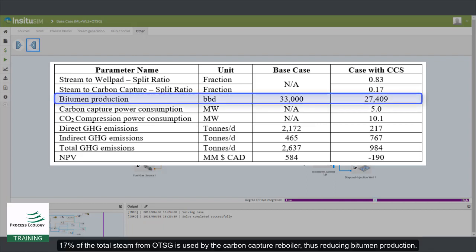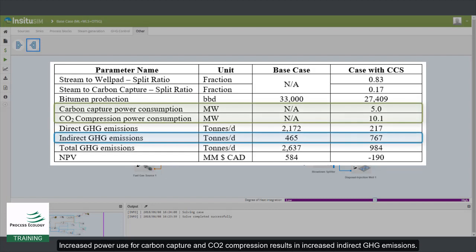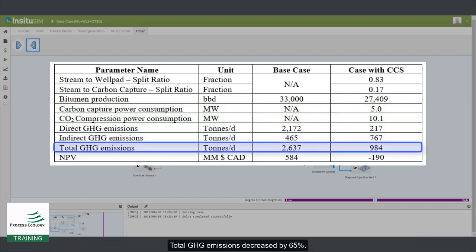17% of the total steam from OTSG is used by the carbon capture reboiler, thus reducing bitumen production. 90% of CO2 is removed from the flue gas as specified in the carbon capture block. Increased power use for carbon capture and CO2 compression results in increased indirect GHG emissions. Total GHG emissions decreased by 65%.